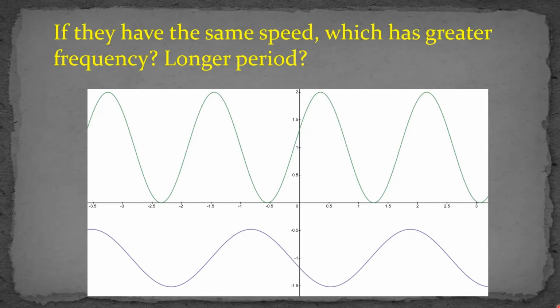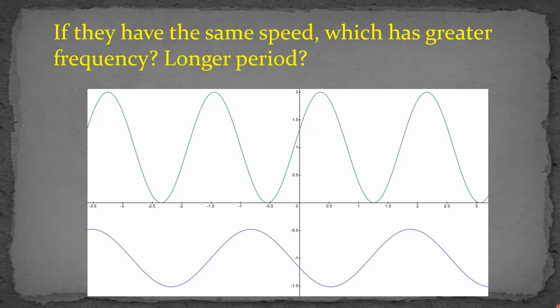Here's those two waves again. I know in the animation I showed that they didn't have the same speed, but just forget that. Let's say that I adjusted them, so now we know for sure that they have the same speed. So if they have the same speed, which I'm saying they do now, which has greater frequency and which has a longer period? Can we figure that out just by looking at the figures? I'll give you a little time to think about that.